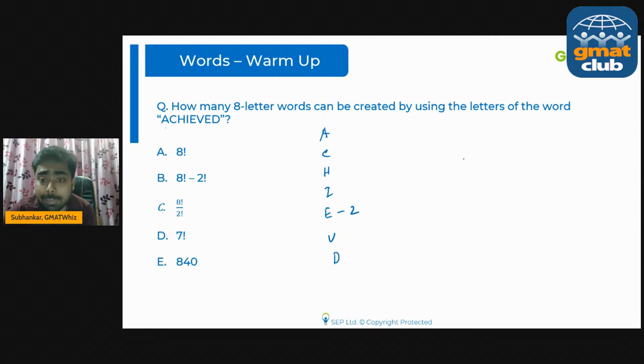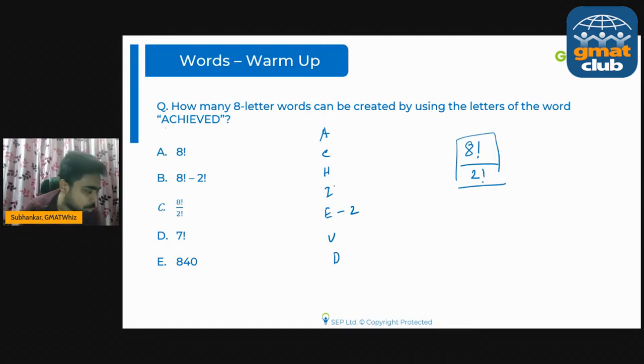So how do I solve it? You must know that if I have all 8 distinct letters, I do 8 factorial, which comes from something like the filling space method. But since I have repetition, I divide it by 2 factorial. So I do 8 factorial by 2 factorial, and I get the answer. I see that only one answer is wrong. I believe you now understand why you got it wrong.